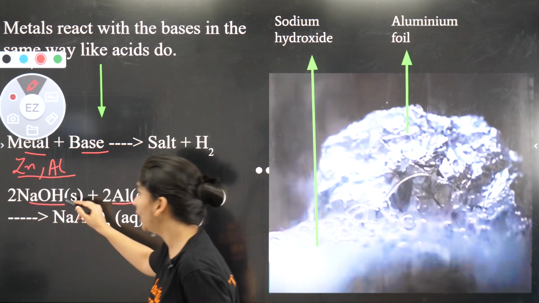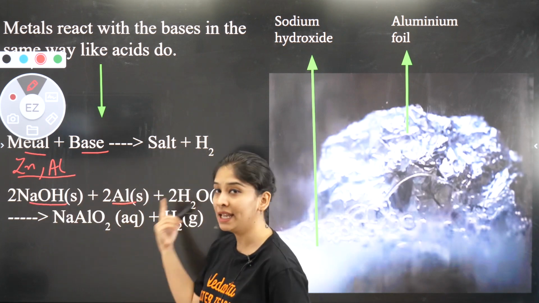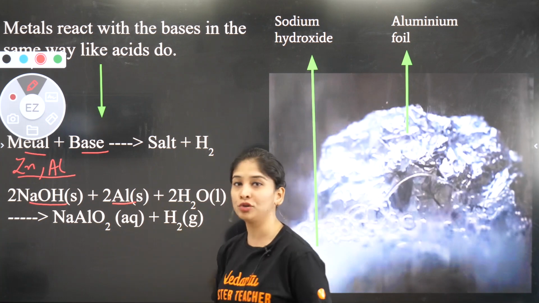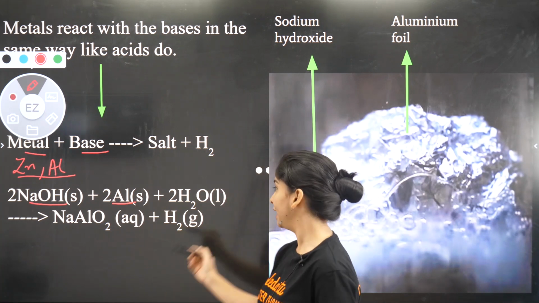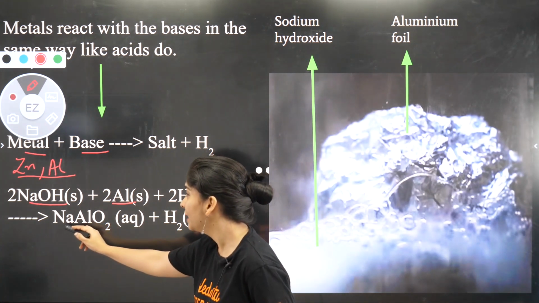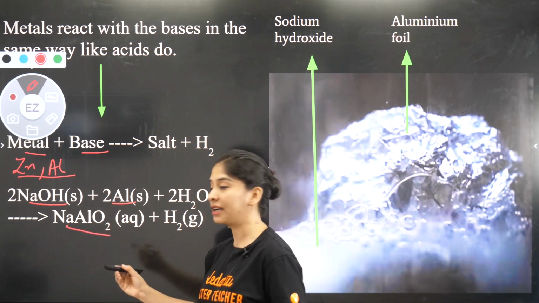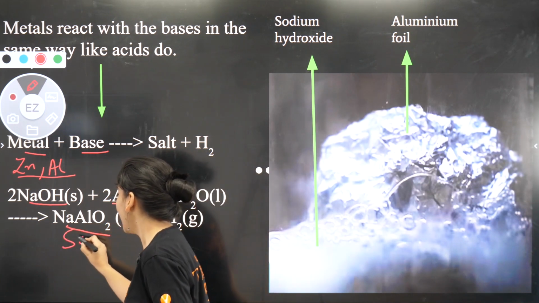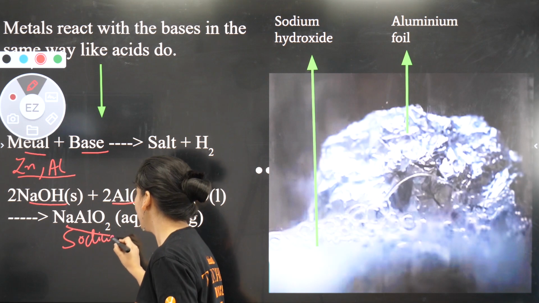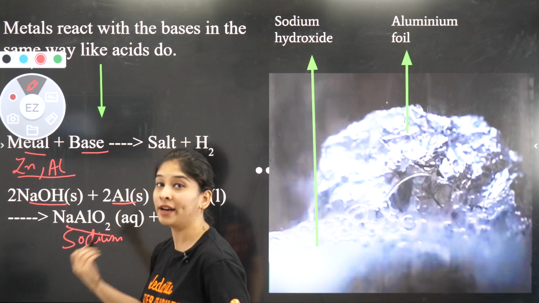And this is NaOH, bacha log, sodium hydroxide. Same kind of reaction. They are going to give you one salt and hydrogen gas. So what will happen? Sodium aluminate is going to form. Sodium aluminate. What is the sodium? You know that that's a metal, a more reactive metal.